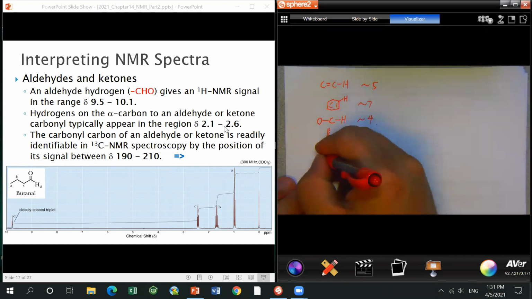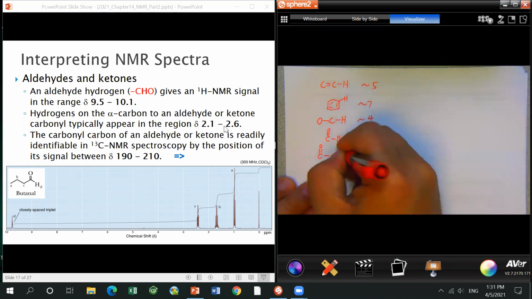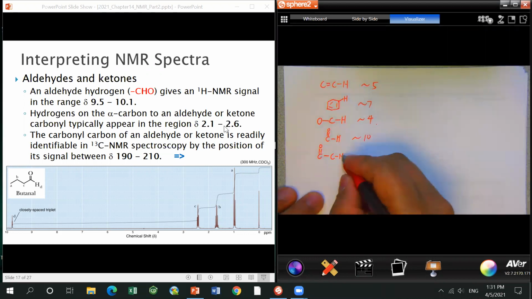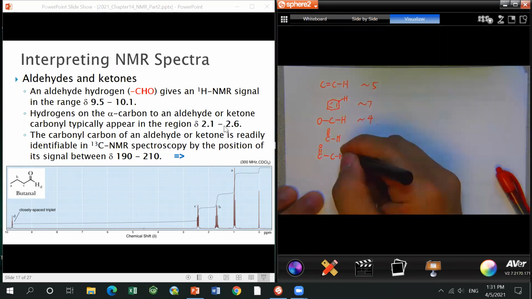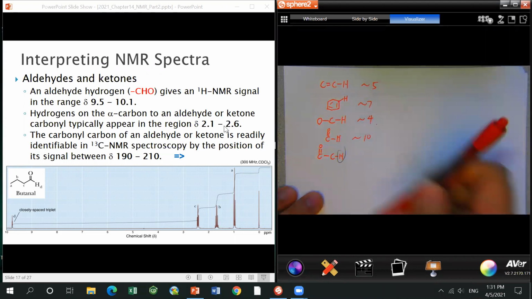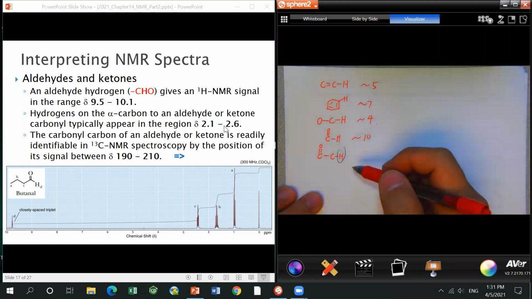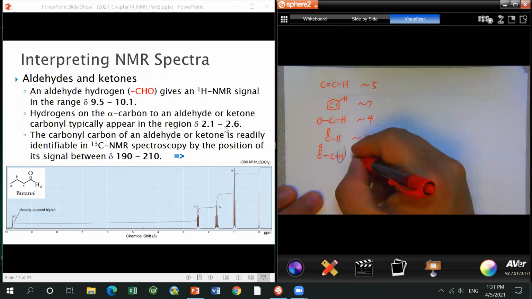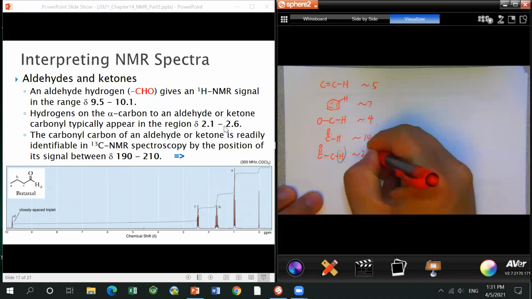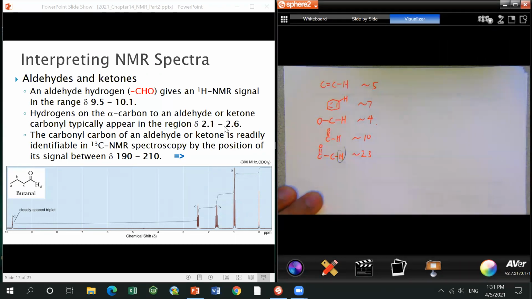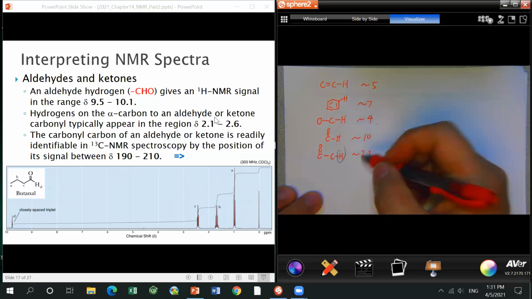You have an aldehyde or ketone carbonyl, and then this hydrogen, this one, we call the alpha hydrogen next to the carbonyl. For this one, just remember 2.3 to 2.5. Don't try to remember the whole range, remember the center value. That's different from other hydrogens.